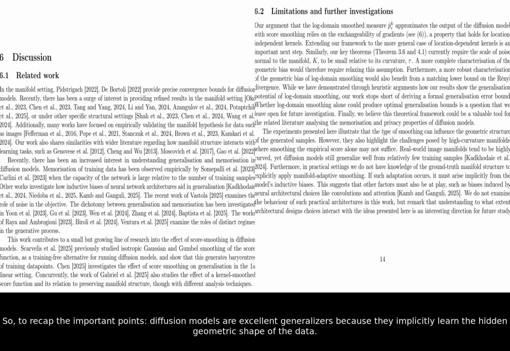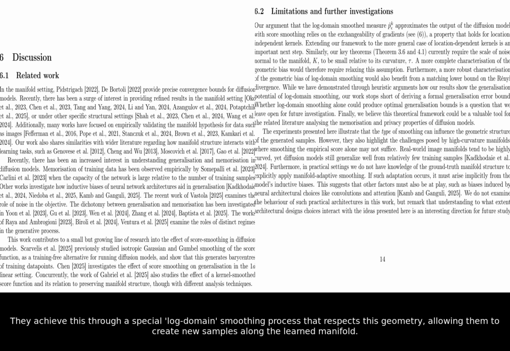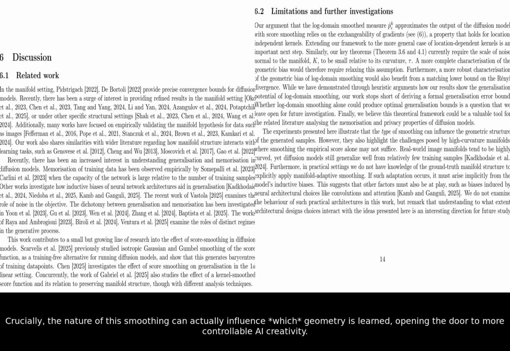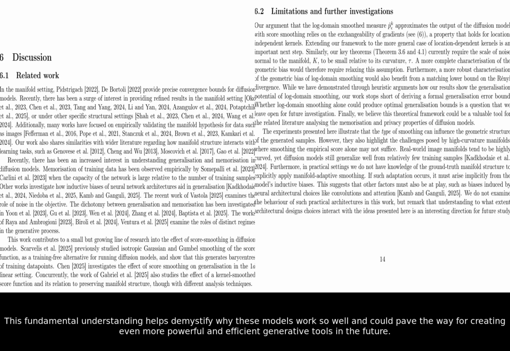So, to recap the important points, diffusion models are excellent generalizers because they implicitly learn the hidden geometric shape of the data. They achieve this through a special log domain smoothing process that respects this geometry, allowing them to create new samples along the learned manifold. Crucially, the nature of this smoothing can actually influence which geometry is learned, opening the door to more controllable AI creativity. This fundamental understanding helps demystify why these models work so well and could pave the way for creating even more powerful and efficient generative tools in the future.